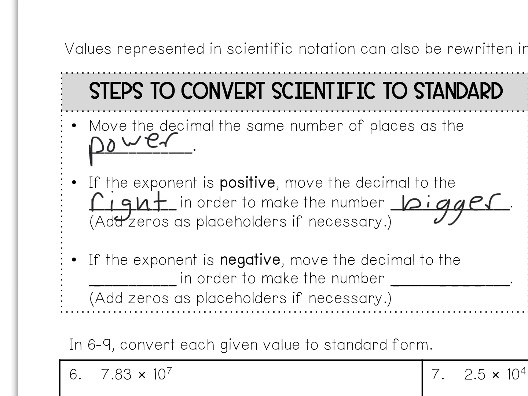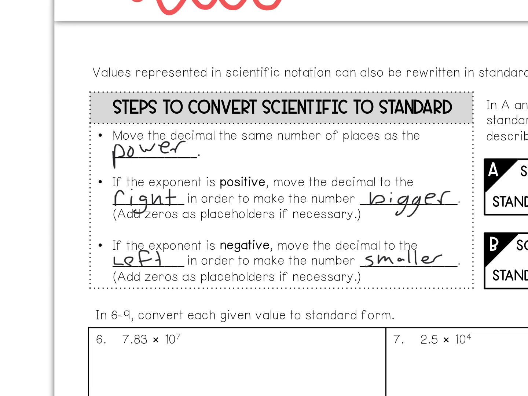Okay, and if the exponent is negative, we want to go to the left, and it would make the number smaller. So we're going to have bigger if we move things to the right and smaller if we move things to the left. Okay.